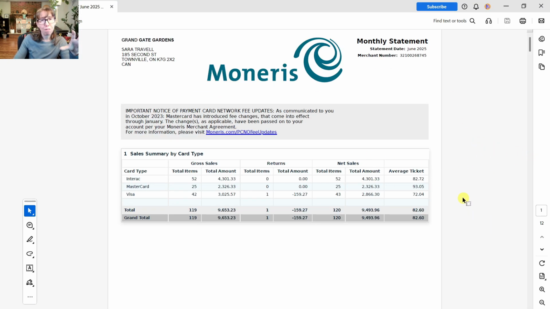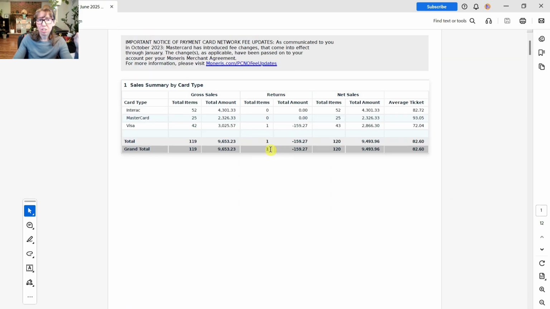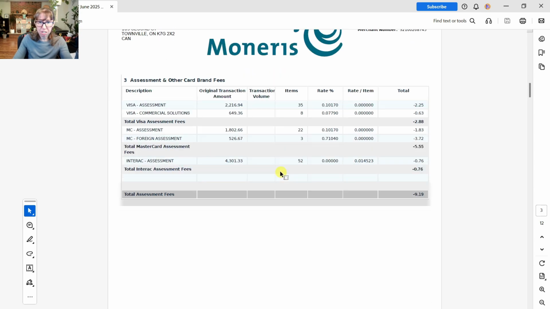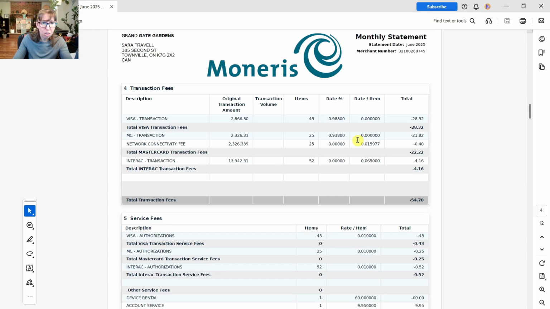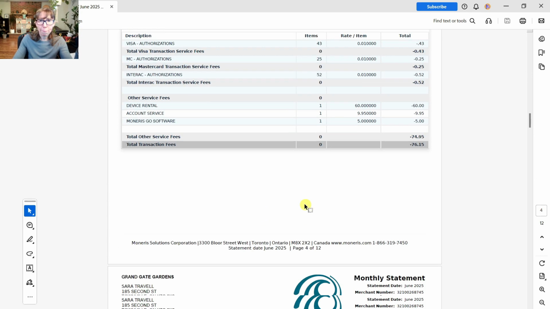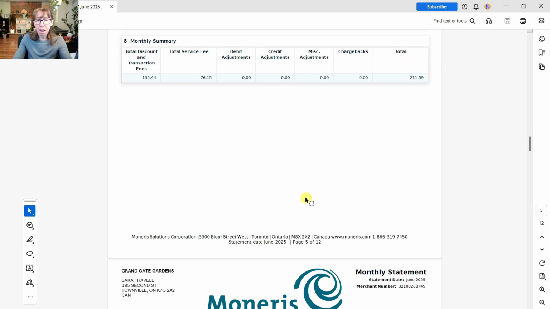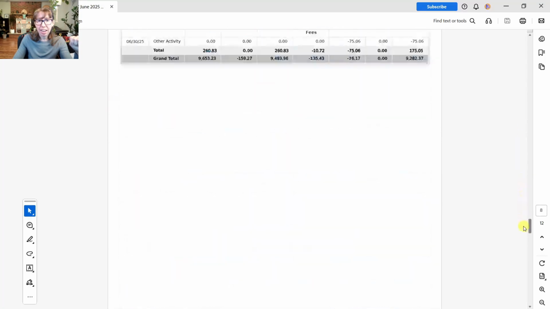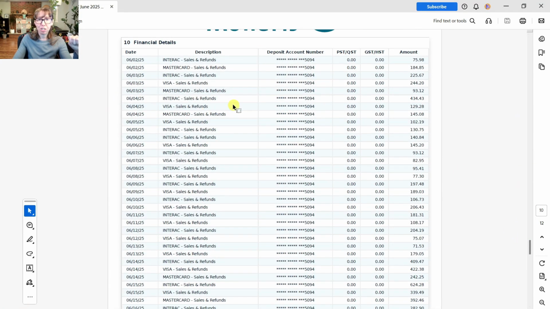They can get a bit convoluted, not just Moneris, they all have a lot to say. So these are the totals by card, and these are the different rates for each of the different cards. We got some more totals. We got some Moneris fees going on. But if we keep scrolling, there's a couple of sections that can be helpful. We've got the daily activity summary, and then down here, we have the financial details.